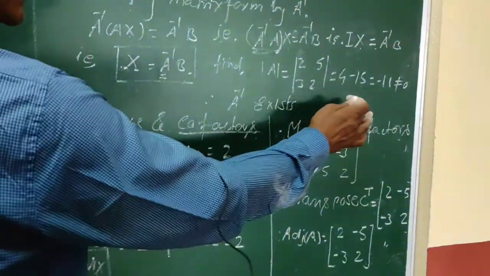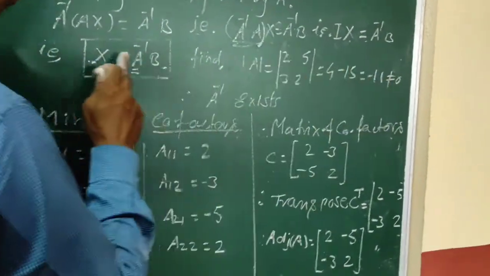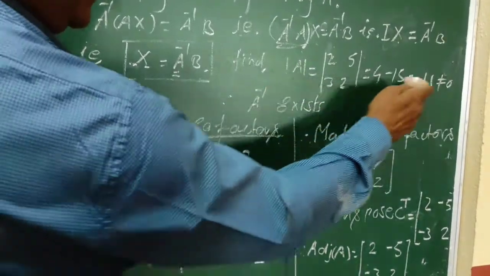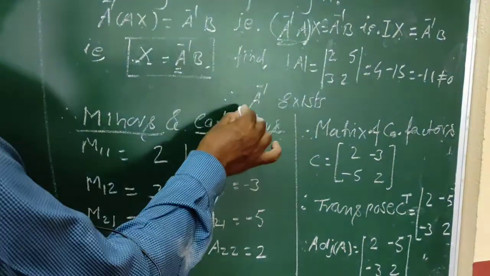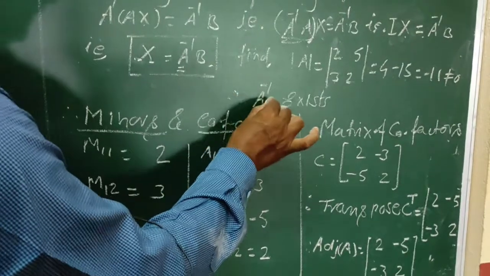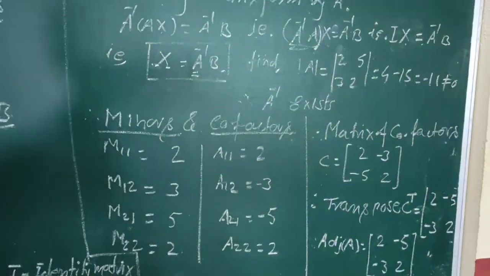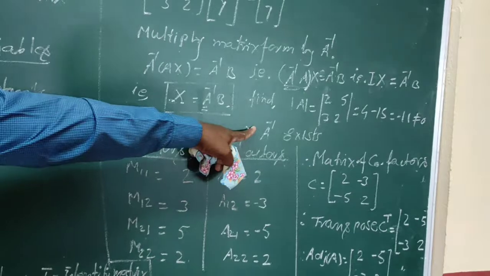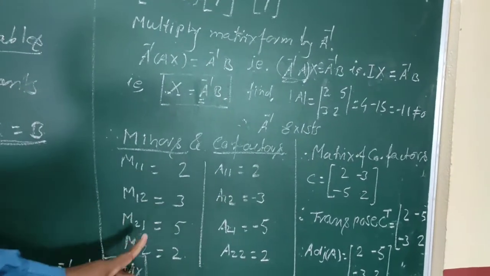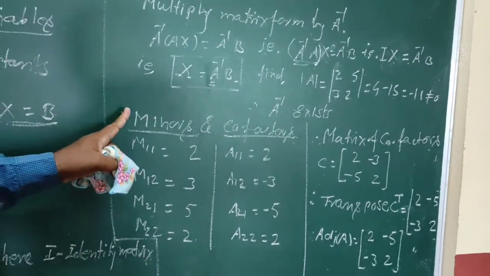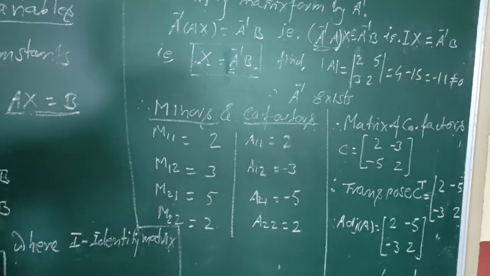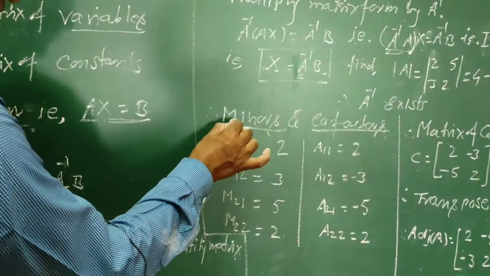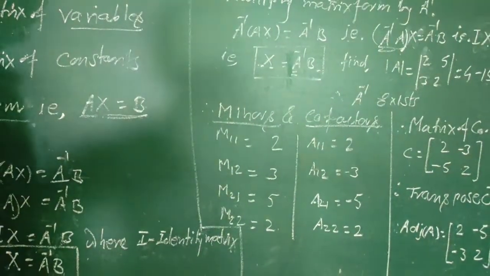Means we can say that as determinant A is not equal to 0, it is a non-singular matrix, and therefore we can directly state that A inverse exists. And once A inverse exists, we can very easily find A inverse by the adjoint method, and to adopt this method we find the minors and cofactors.